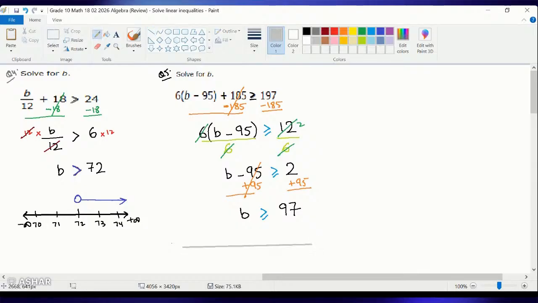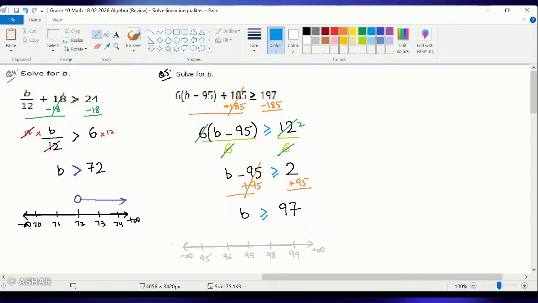We had negative infinity, we have positive infinity, we have 97. Let's draw 97 in the middle. This is 98, 99. Two or three numbers are more than enough on either side. In this case, it says b is greater than or equal to 97.